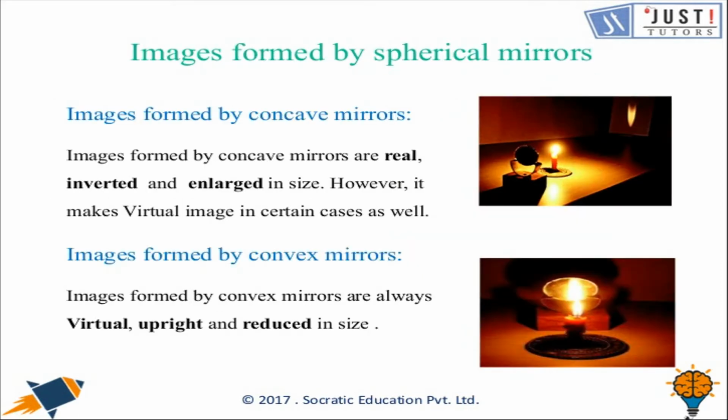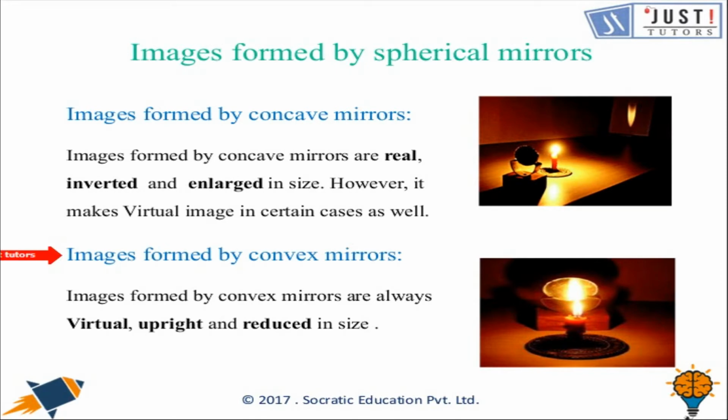Now let's talk about the images formed by spherical mirrors. As discussed before, concave mirrors form a real and inverted image of the object. These images are enlarged in size. Also, sometimes concave mirrors form virtual images as well. You can see that from the picture right here. The burning candle has the flame at the top, but in the image you can see that the flame is towards the downside. That is a real and inverted image.